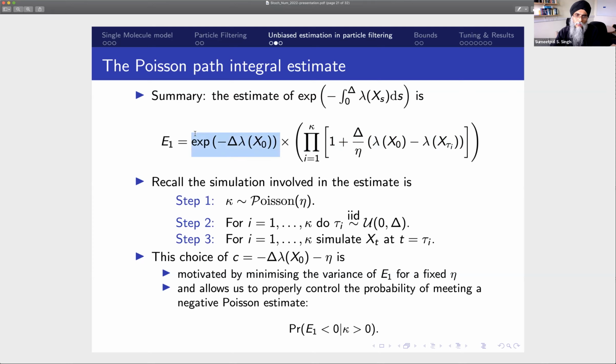So to generate this random variable, you've got three steps. You simulate a Poisson random variable according to eta. Then you simulate independent uniform random numbers between 0 and delta. You simulate X at tau_i, you evaluate lambda at x tau_i, and then you can form this estimate here. It's an unbiased estimate of what you want. So this is an old idea. It comes from Beskos and colleagues, and in fact, maybe even predates them. And I think they talk about what was the genesis of ideas like that.